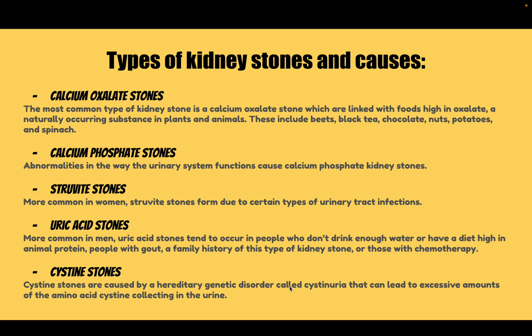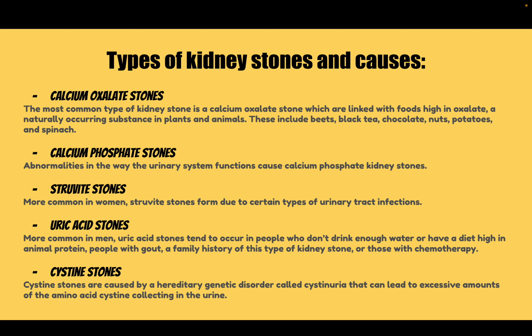Types of kidney stones and causes. Calcium oxalate stones. The most common type of kidney stone is the calcium oxalate stone, which is linked with foods high in oxalate, a naturally occurring substance in plants and animals. These include beets, black tea, chocolate, nuts, potatoes, and spinach. Calcium phosphate stones. Abnormalities in the way the urinary system functions cause calcium phosphate kidney stones. Struvite stones. More common in women, struvite stones form due to certain types of urinary tract infections.